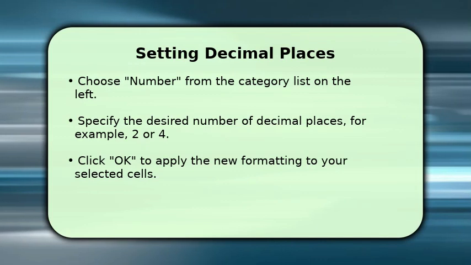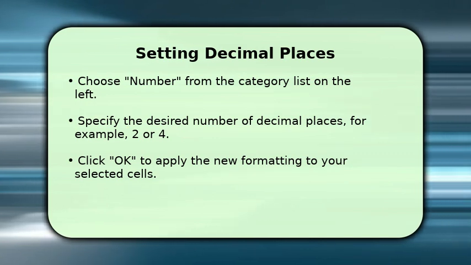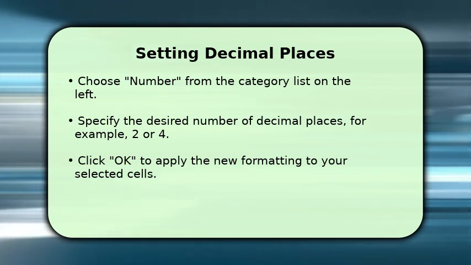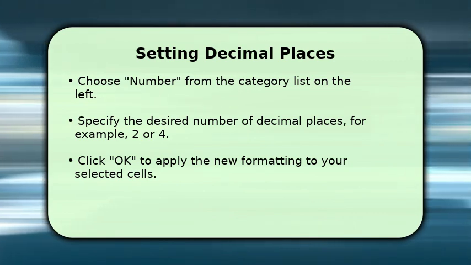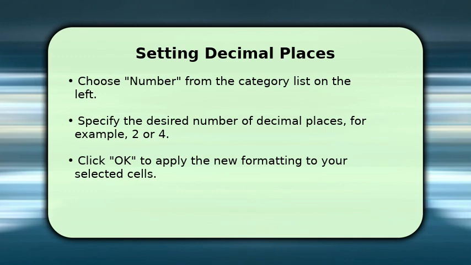Inside the Format Cells dialog, ensure you are on the Number tab. In the category list on the left, select Number. You will then see an option to set the decimal places. Here, you can input the exact number of decimal places you wish to display, such as 2, 4, or even more. After setting your desired precision, simply click OK to apply these changes and see your numbers unrounded.